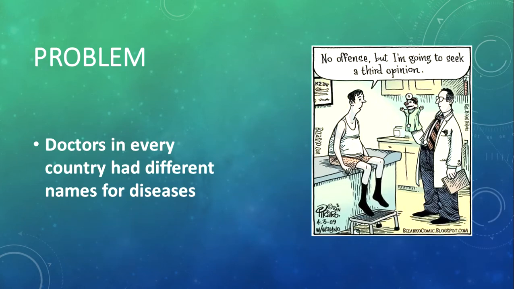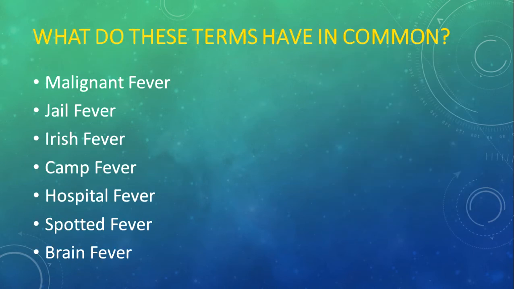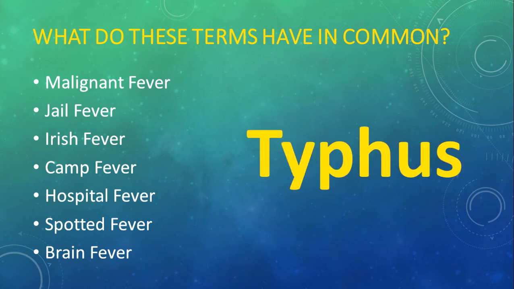Well, with everyone around the world dying of different diseases, or the same disease, but they all have different names, it's hard to be able to take your statistics from one country and compare them to another if you're not using the same terms. So an example is we have a bunch of different fevers here, but they all have something in common. So we have malignant fever, jail fever, Irish fever, camp fever, hospital fever, spotted fever, and brain fever. What do they all have in common? They are all ways to describe typhus.